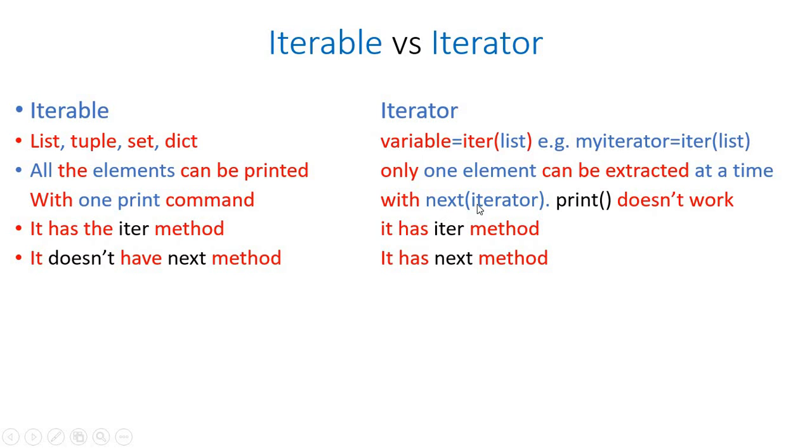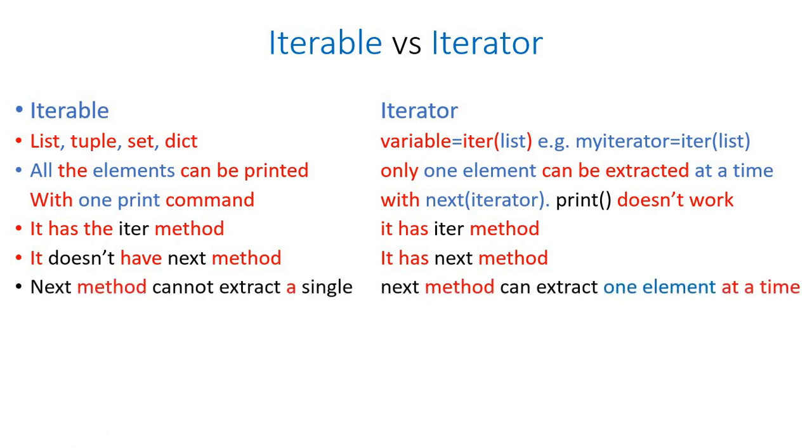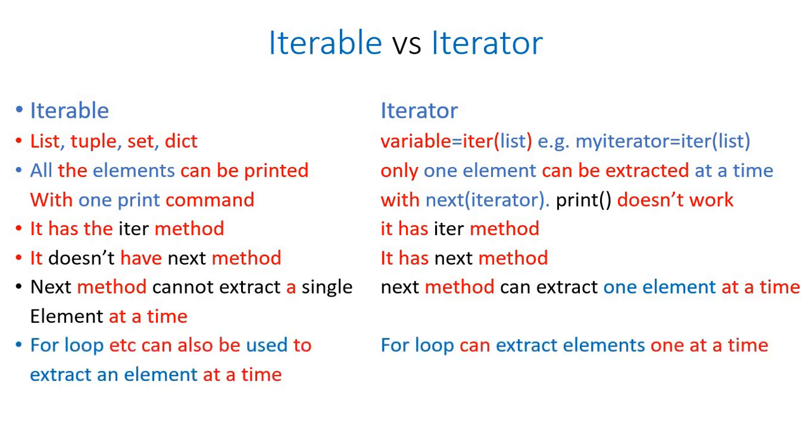However, as you saw here, whenever you applied the next command on an iterator, it will print one element at a time. On the other side, the next command cannot be applied on an iterable because it cannot extract an element at a time. Here on an iterator, you can use the next method, and whenever you apply the next method, it will extract one element at a time. A for loop, however, can be used on both of them to extract one element at a time.